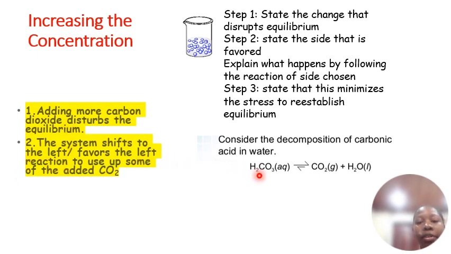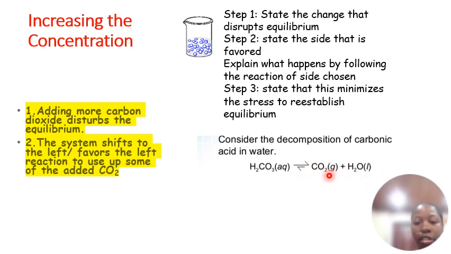Because I'm increasing the concentration of CO2, I need to pick the side where CO2 is not being produced, because my goal is to minimize it. If I pick the side where carbon dioxide is being produced, that means I'm going to have more and more carbon dioxide. But I need to be picking the side where carbon dioxide is actually being used up and it's not being produced. Okay, and that is going to be the left side.